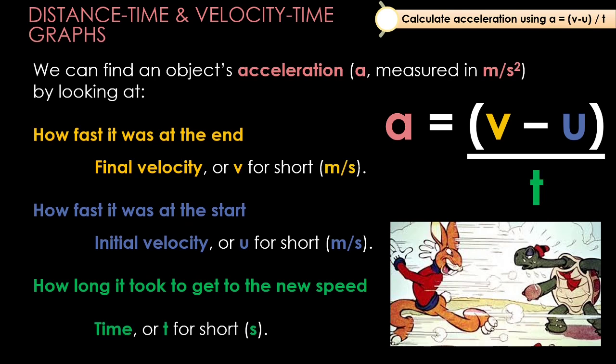So the equation that we have is a equals v minus u over t. How fast was the object at the end of the time we're looking at? How fast was it at the start? And how long did it take to change, to get to that new speed? v minus u, the change in the velocity, divided by t.